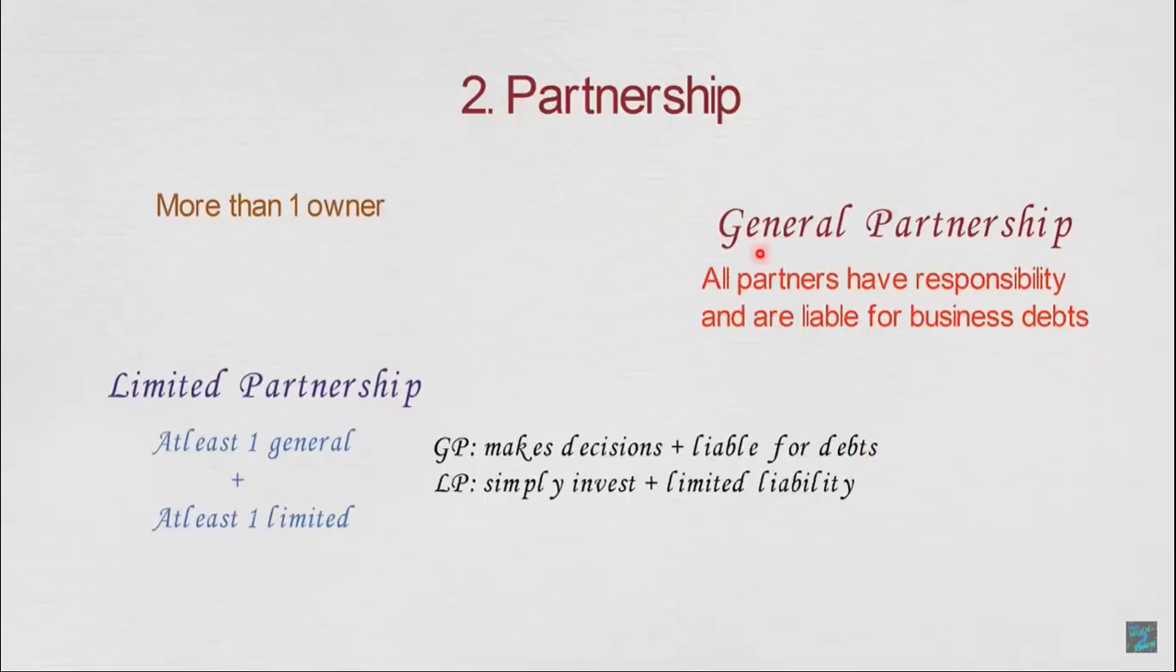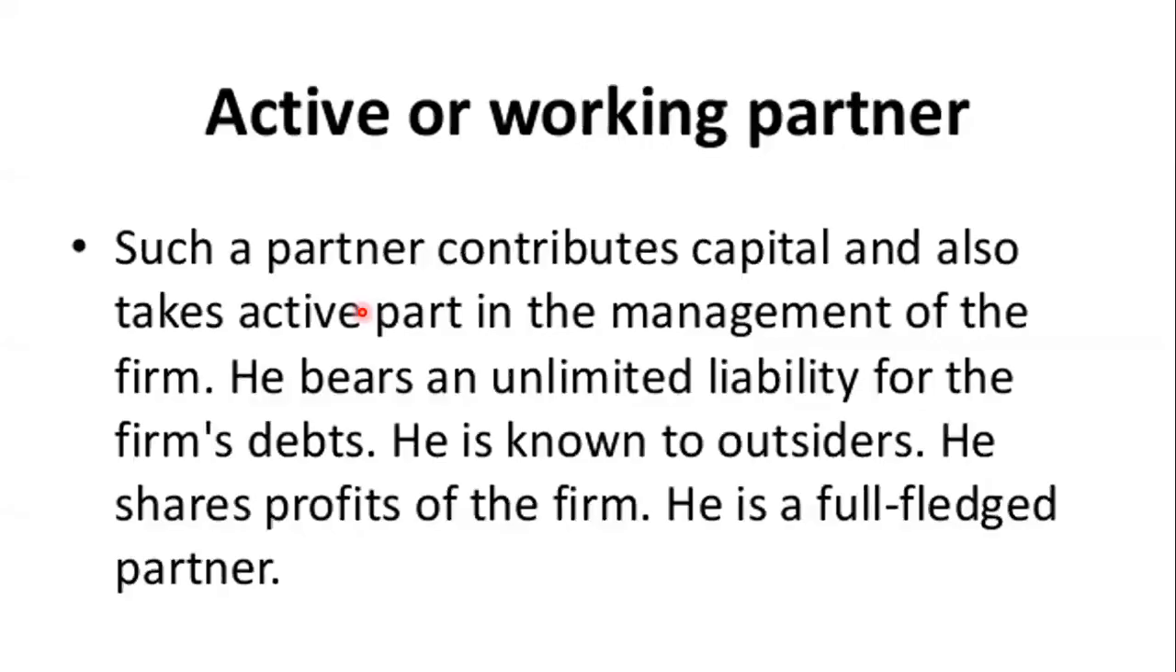So in a general partnership, all partners have responsibility and are liable for business debts. Everybody is in the same ship. And a limited partnership has at least one general and one limited partner. So it's like a combination. But you explain this better than me.